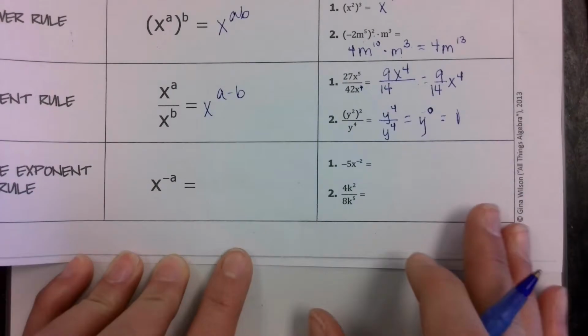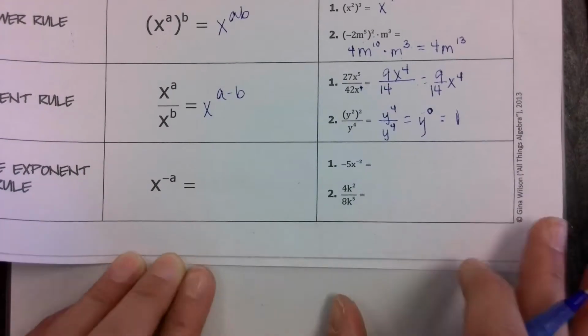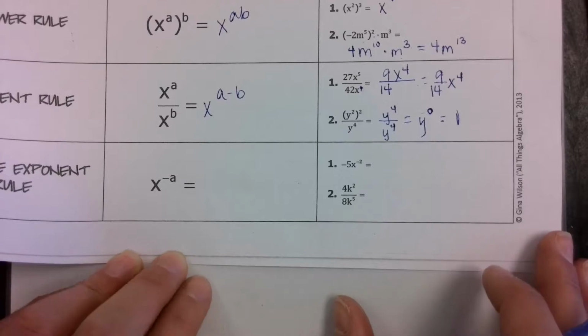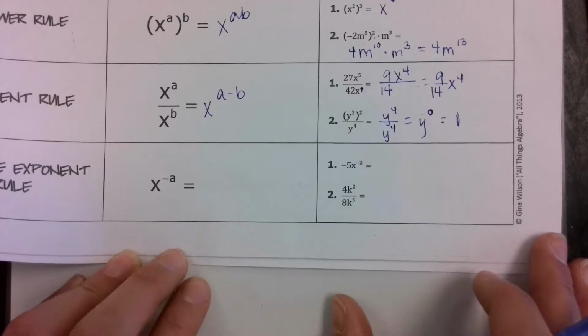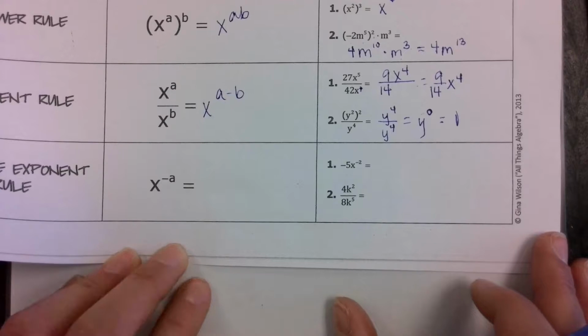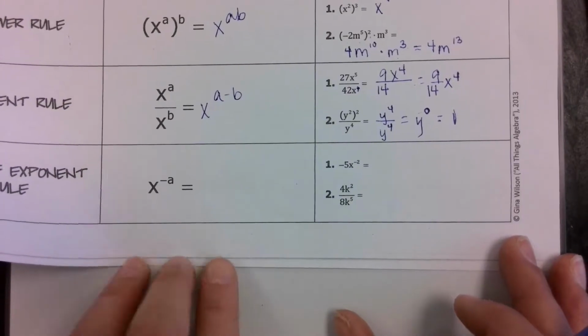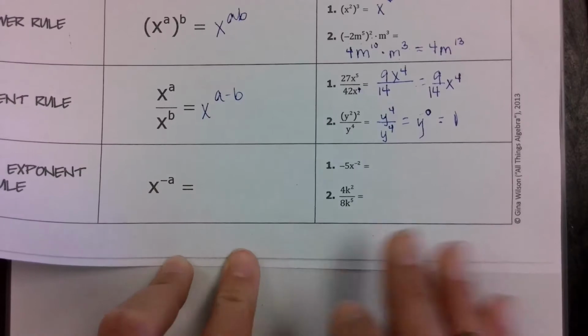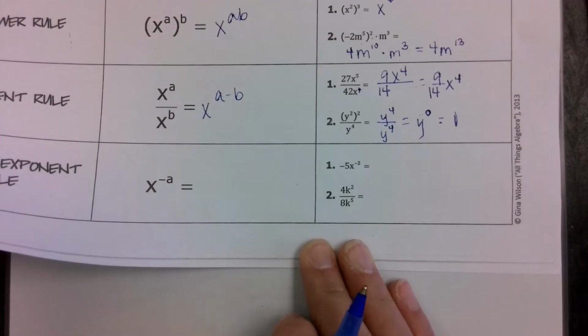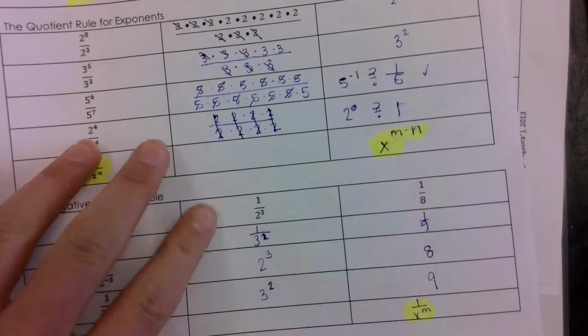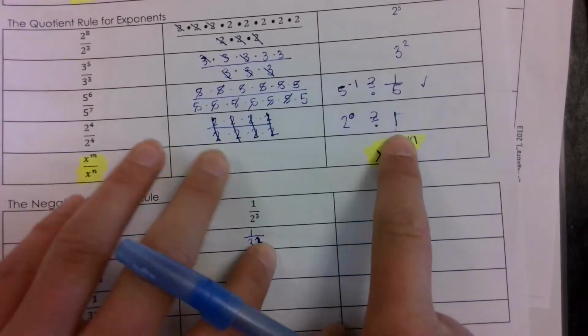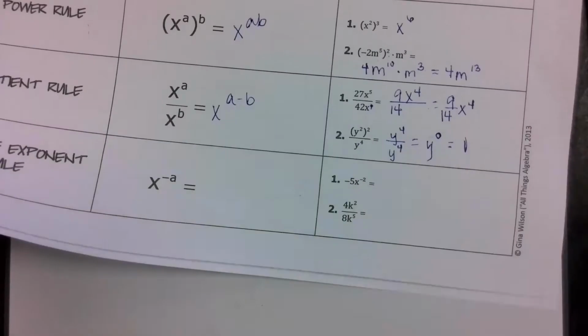So anything to the 0 power is going to give you what, Michael? Anything to the 0 power is going to give you what? 1. Is that okay? So can we go back to the bell ringer for just a second? That one where we had 2 to the 0, is that the same thing as 1? Yes. So we were all good on that one. So again, anything to the 0 power is going to give you what? 1.